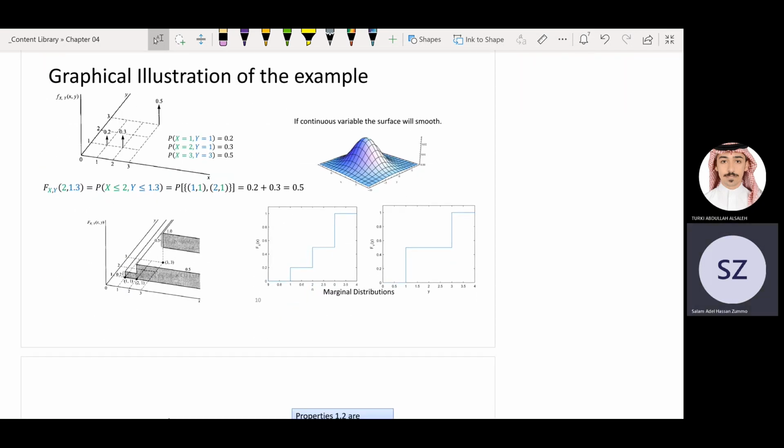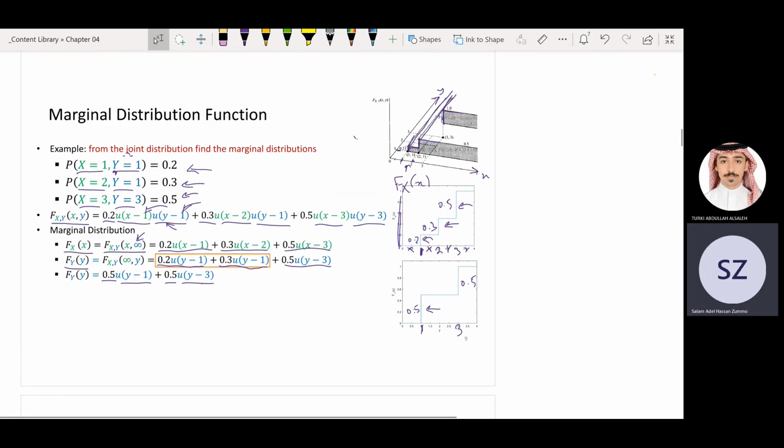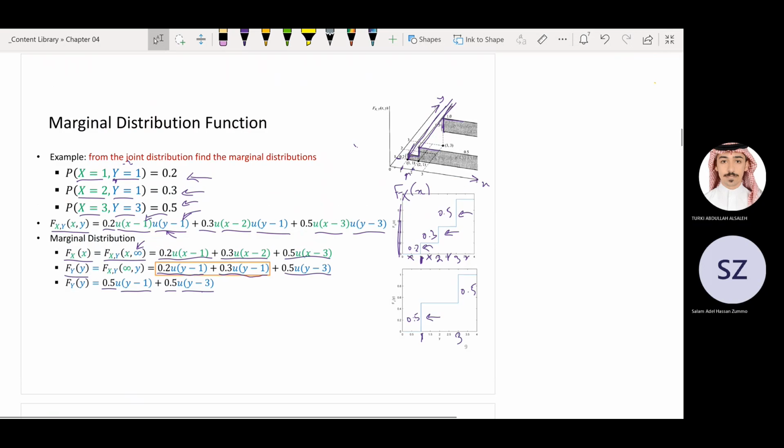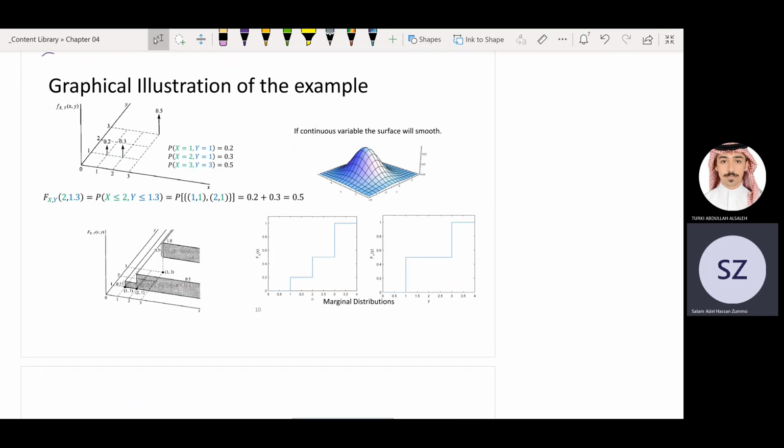Okay, again the same idea here. Now we are still talking about the same example. Now if you differentiate these steps, this step function, what do you get? In the x-axis you get 2 deltas, right? A delta here and a delta here, while in the y axis you get a delta here and a delta here. So if you differentiate this in 2 dimensions you will get 3 deltas. One at 0.2, this is the first one. One at 1 and 1. One at 2 and 1 also of 0.3, and one at 3 and 3, this is the other one.